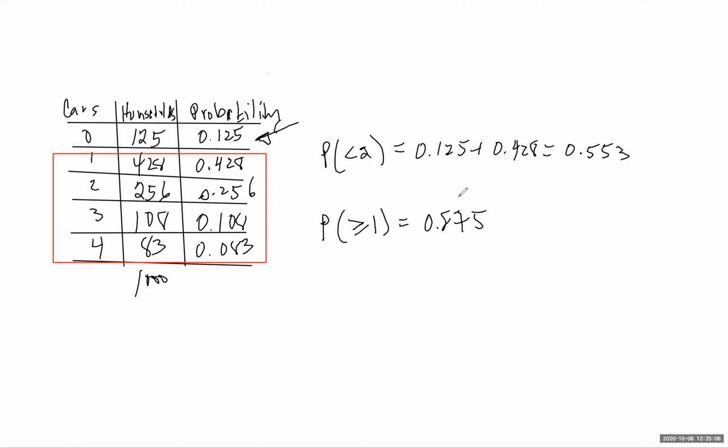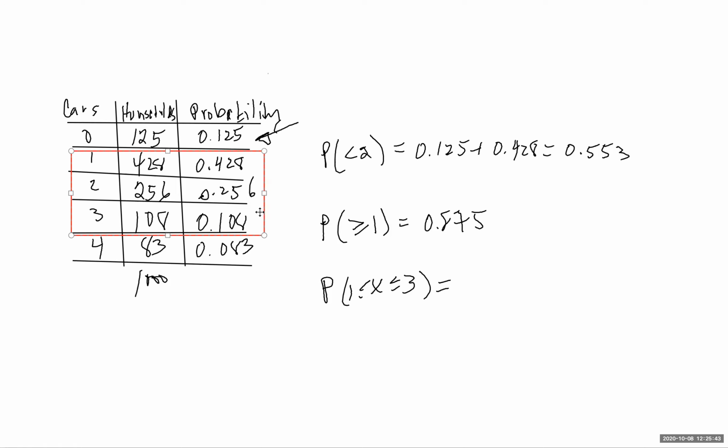The third part is between 1 and 3 cars inclusive. We want this random variable, number of cars, to be between 1 and 3 inclusive. Now, when we word it that way in math, if we said just between 1 and 3, that would be 2. But we're saying between 1 and 3 inclusive, so we're including the 1 and we're including the 3. So between 1 and 3 inclusive are those right there.